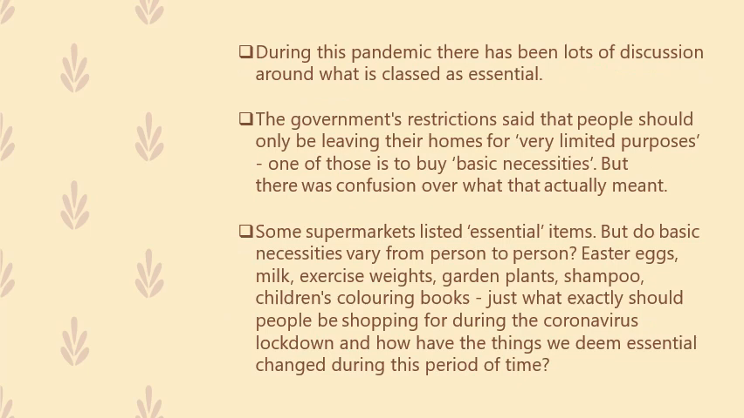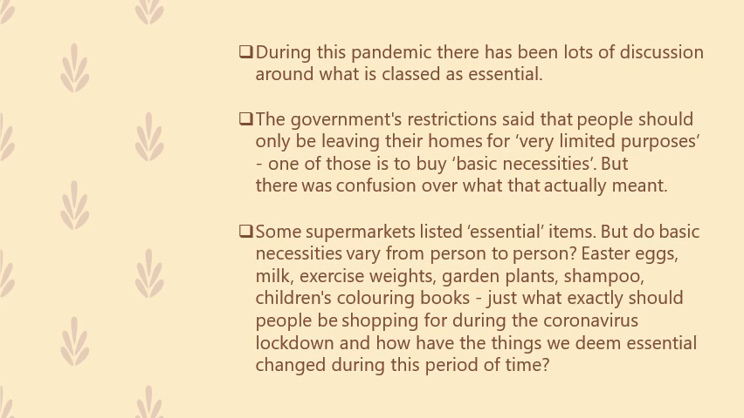So it says, during this pandemic, now that means this time when we've had this disease across the world, there's been a lot of discussion around what is classed as essential. That means necessary for us to survive. The government's restrictions said that people should only be leaving their homes for very limited purposes. And at the beginning of the lockdown, it really was to buy basic things, okay? Things that you need and you can't live without, like food and medicines. But there was confusion over what that actually meant to different people.